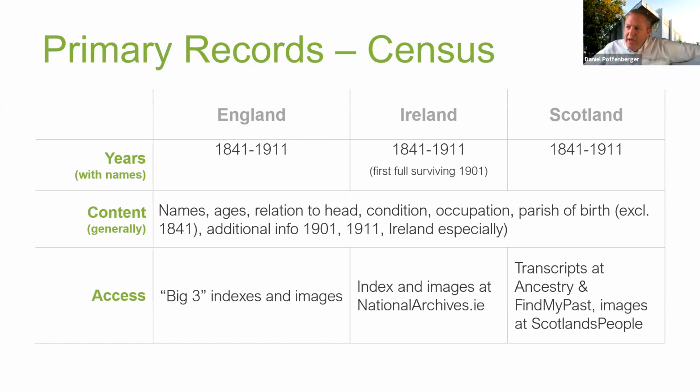The biggest issue you have really is that with Ireland, the first fully surviving census is 1901. So they took named censuses earlier. The problem is the 1841 and 1851 censuses were destroyed in the Four Courts fire in 1922. 1861 and 1871, after they did their tabulating, they decided they didn't need them anymore, and so they destroyed them. 1881 and 1891 were pulped in the Great War, World War I.